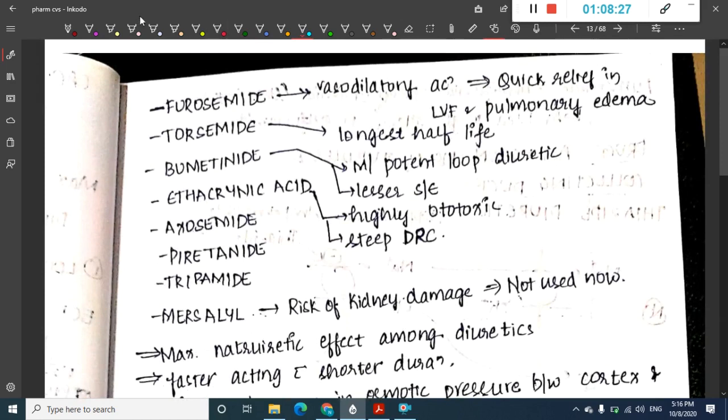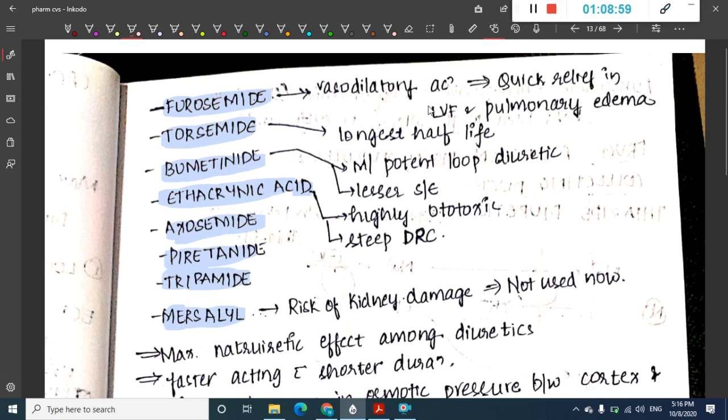Next, we will learn about the drugs now. We have the following drugs: furosemide, torsemide, bumetanide, ethacrynic acid, azosemide, piretanide, triflocin, mersalyl. All these are loop diuretics. So what are the important points about them? Furosemide: these loop diuretics excrete large amounts of water and large amounts of sodium.